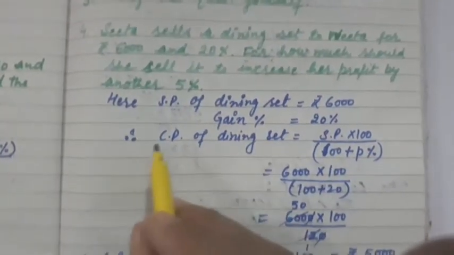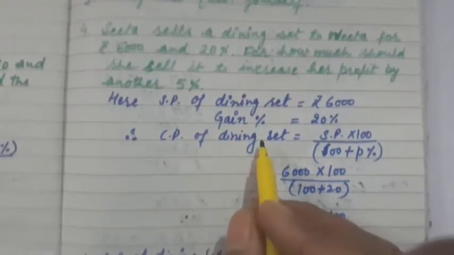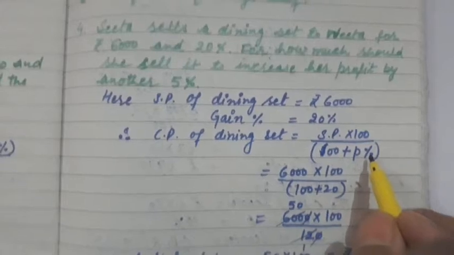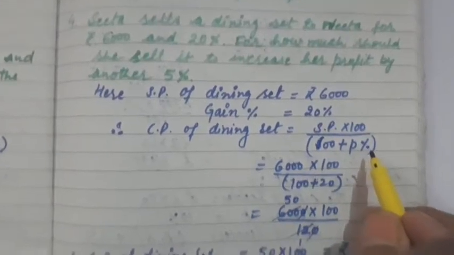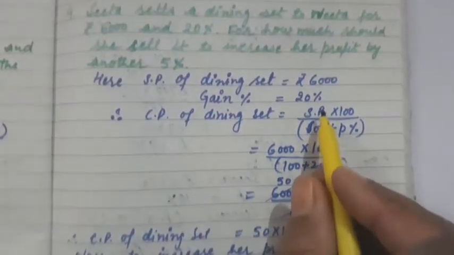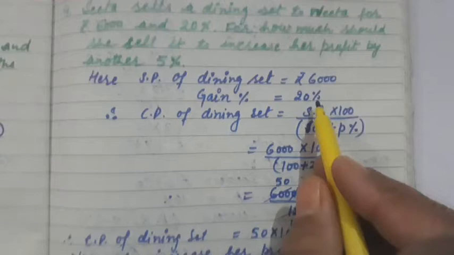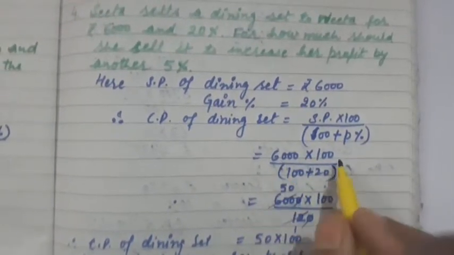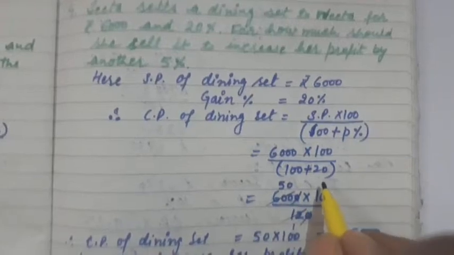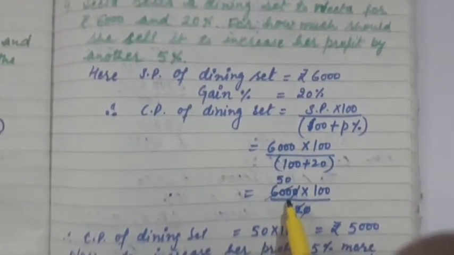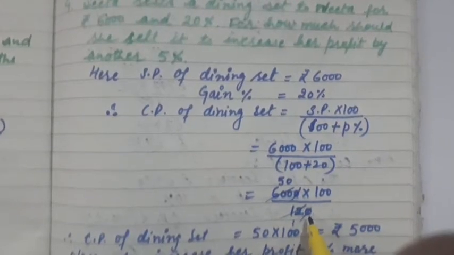So firstly we will find the CP of this dining set, and CP of dining set becomes SP into 100 upon 100 plus profit percent. We have to write these formulas properly before solving this. Now SP is equal to 6000 and profit percent is equal to 20. So therefore 6000 into 100 upon 100 plus 20, which is equal to 6000 into 100 upon 120.